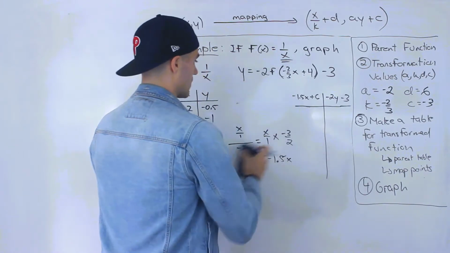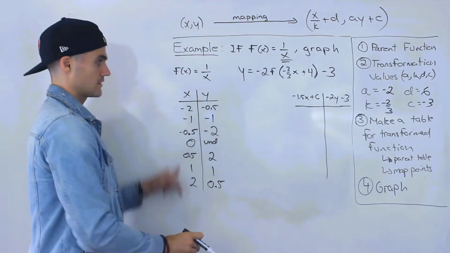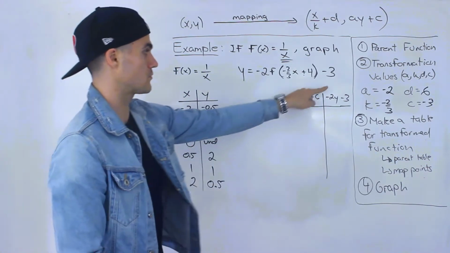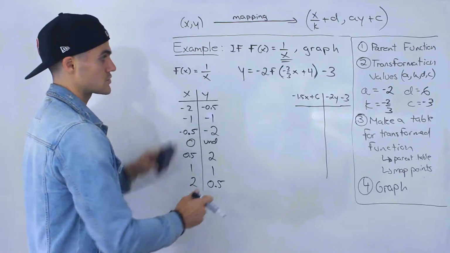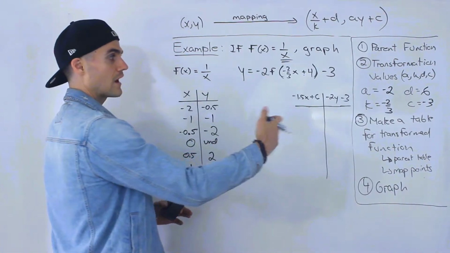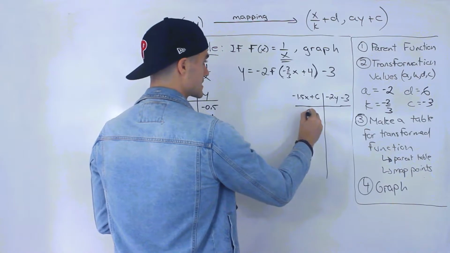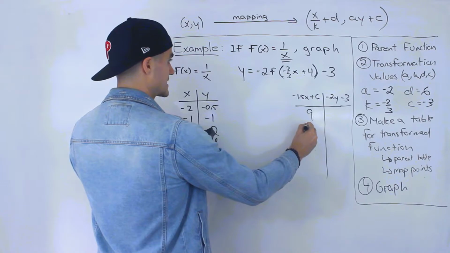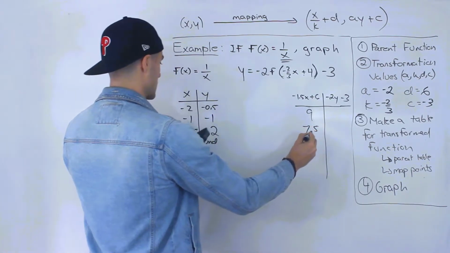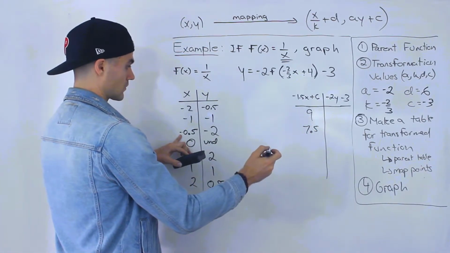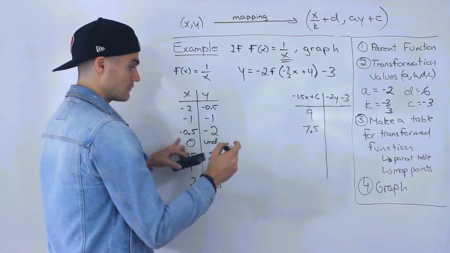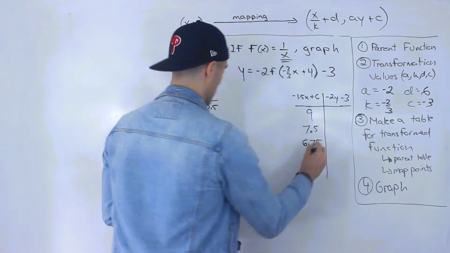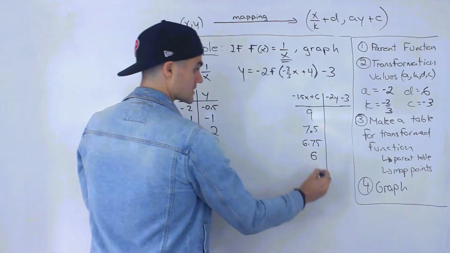And so what we got to do now is basically take all these x values, put them through this formula, and then all of these y values, put them through this formula. So starting with an x value negative 2, negative 2 times negative 1.5 is positive 3 plus 6 gives us 9. And then over here, we'll have 7.5. Here, negative 1.5 times negative 0.5, that would give us 0.75. So this would be 6.75. This 0 would become a 6.